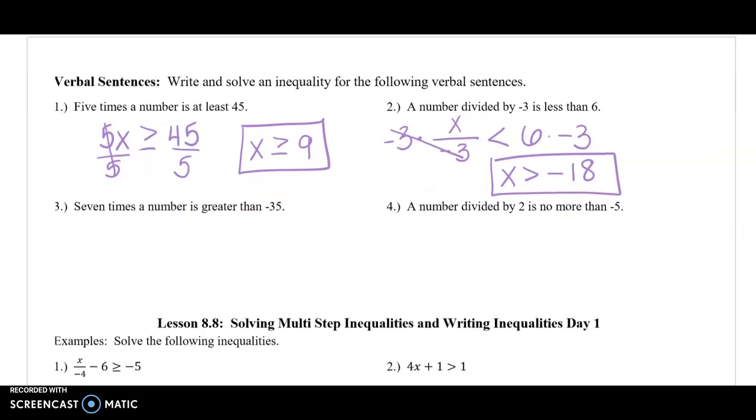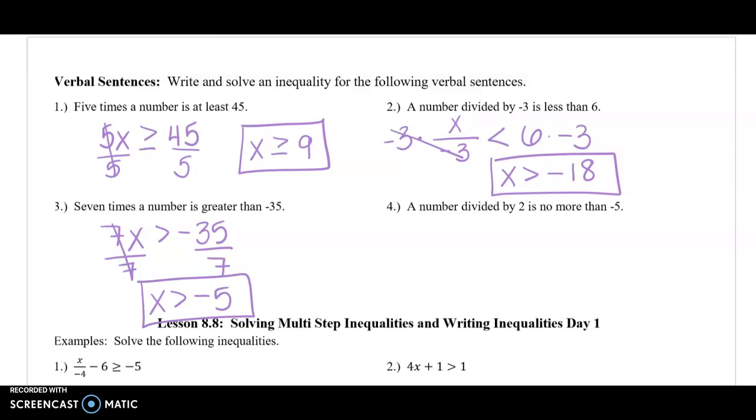Number 3, 7 times a number is greater than negative 35. 7 times a number, 7x, is greater than negative 35. We're going to divide both sides by positive 7, so nothing changes with our sign. So x is greater than negative 5.